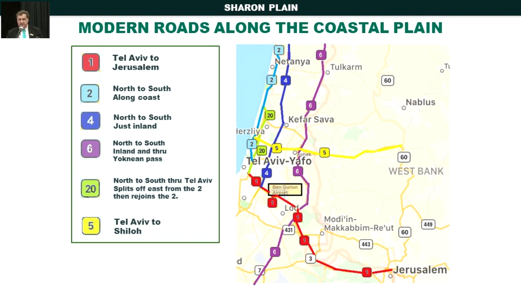Now, another road to note here in yellow is the road known as Highway 5, which runs from just north of Tel Aviv eastward. Now, it passed Tel Afek near the junction with Highway 6 and continued into the Samarian highlands just north of Shiloh, where it connected with Highway 60, which follows the ancient road of the patriarchs.